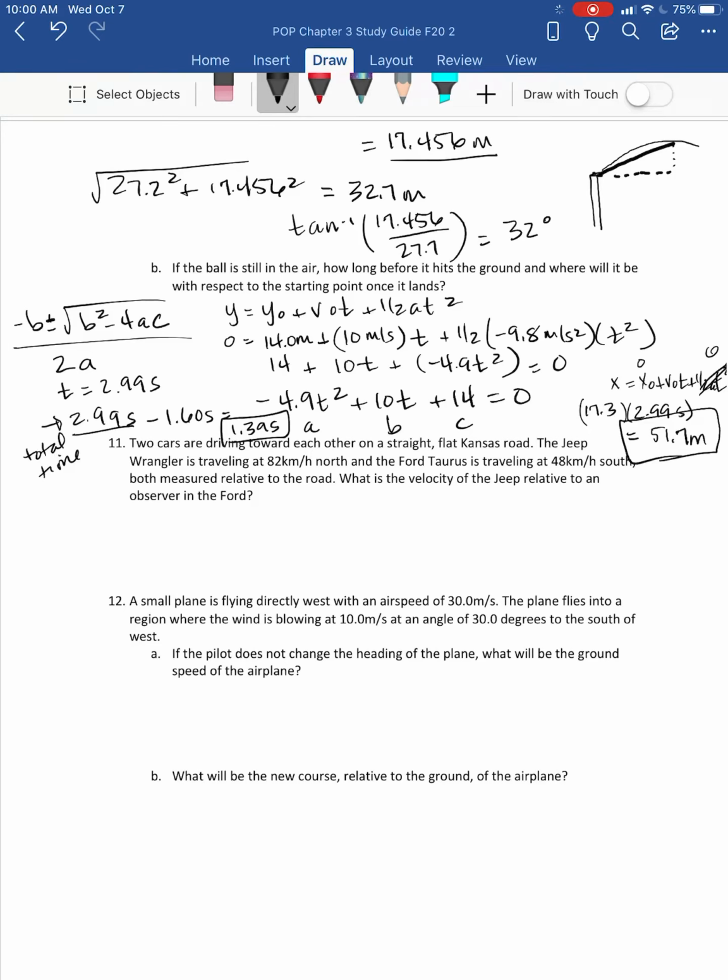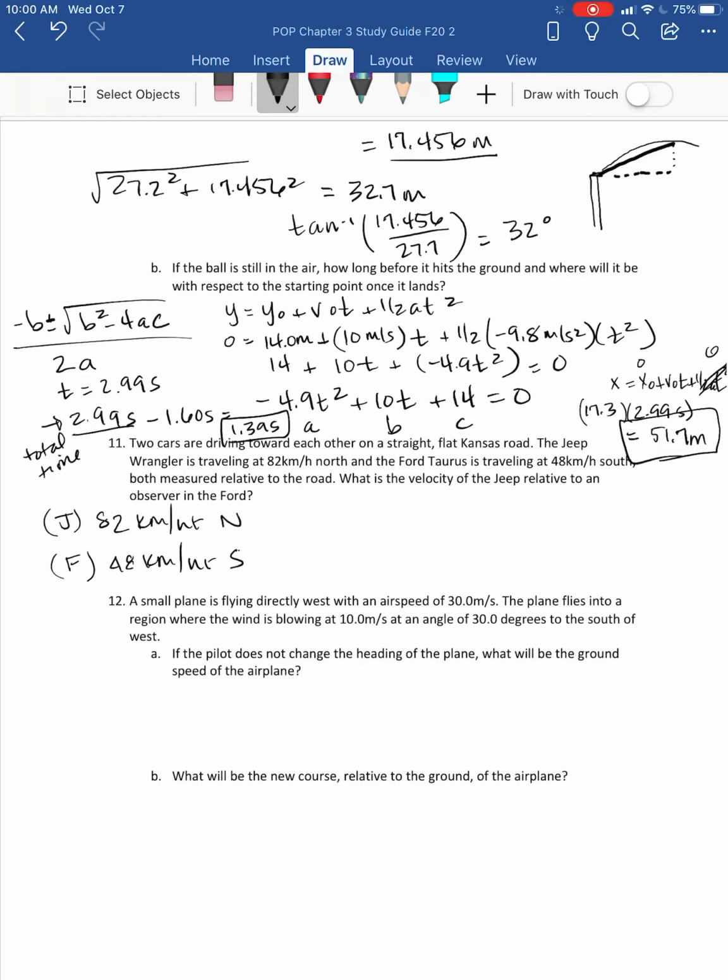Okay, guys, let's finish up these last two. So for number 11, it says two cars are driving towards each other on a straight, flat Kansas road. The Jeep Wrangler is traveling 82 kilometers per hour north. The Ford is traveling 48 kilometers per hour south. And it wants to know what the velocity of the Jeep is relative to the Ford.